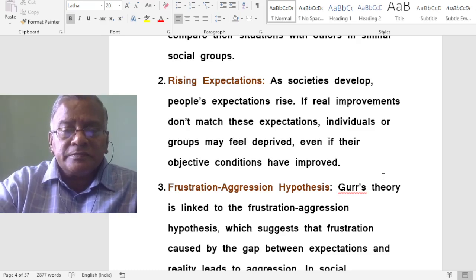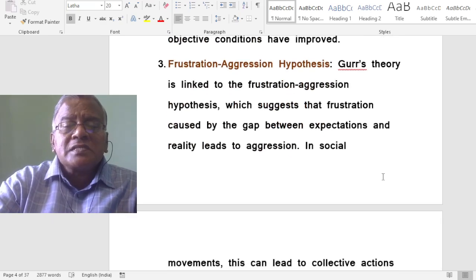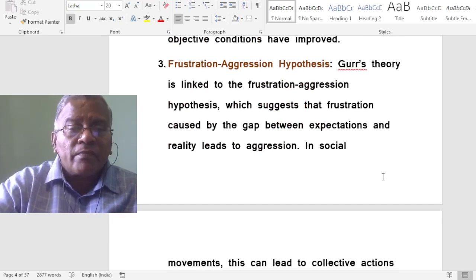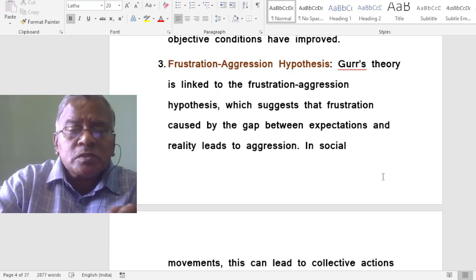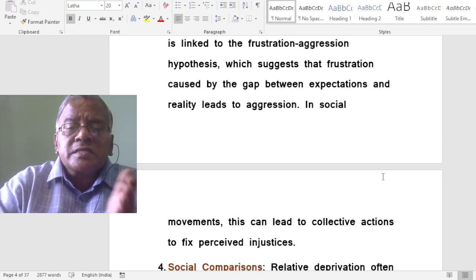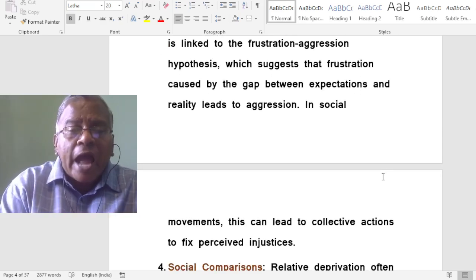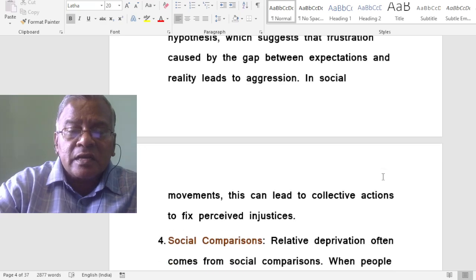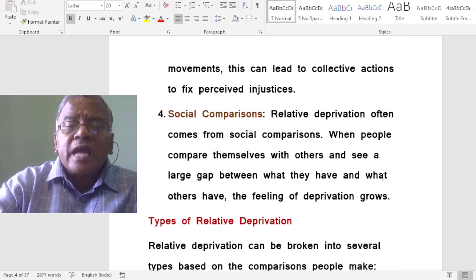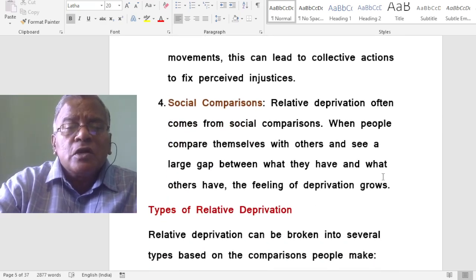Rising expectations. Then frustration aggression hypothesis. Gould's theory, that is his concept, frustration aggression hypothesis. Gould's theory is linked to the frustration aggression hypothesis, which suggests that frustration caused by the gap between expectations and reality leads to aggression. In social movements, this can lead to collective actions to fix perceived injustices.